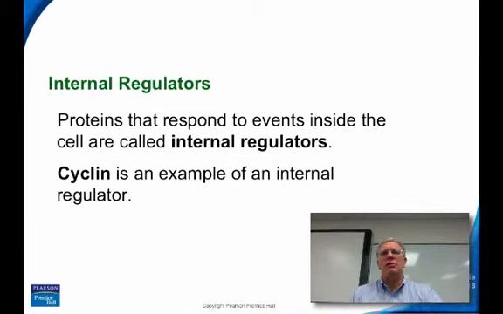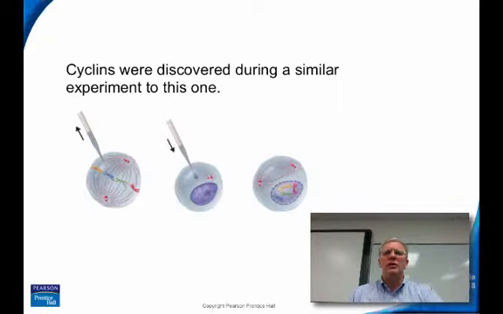Another example of an internal regulator is a protein called cyclins. Cyclins were discovered at Stanford in an experiment similar to this one.